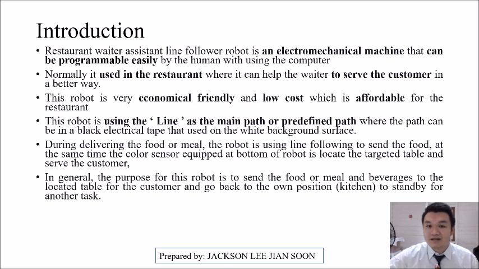At the same time, the color sensor equipped at the bottom of the robot is used to locate the targeted table and serve the customer. In general, the purpose of this robot is to send food, meals and beverages to the located table for the customer and go back to the original position, for example the kitchen, to stand by for another task.